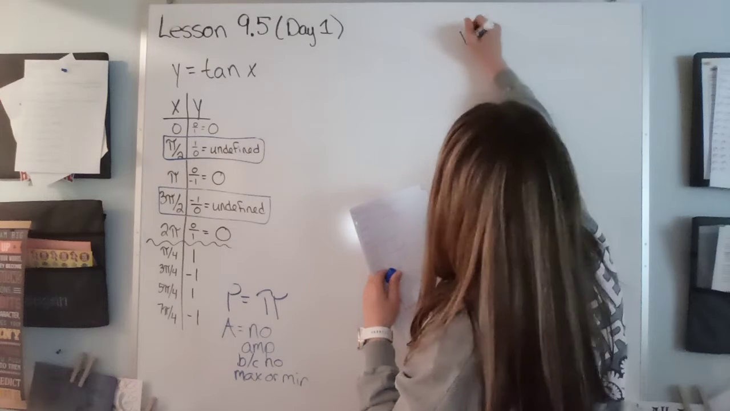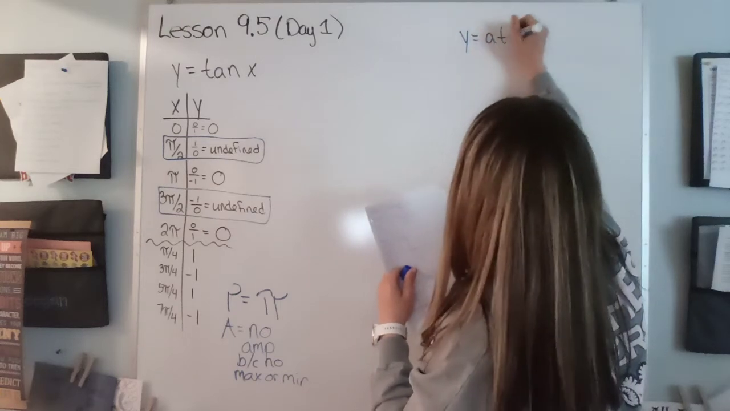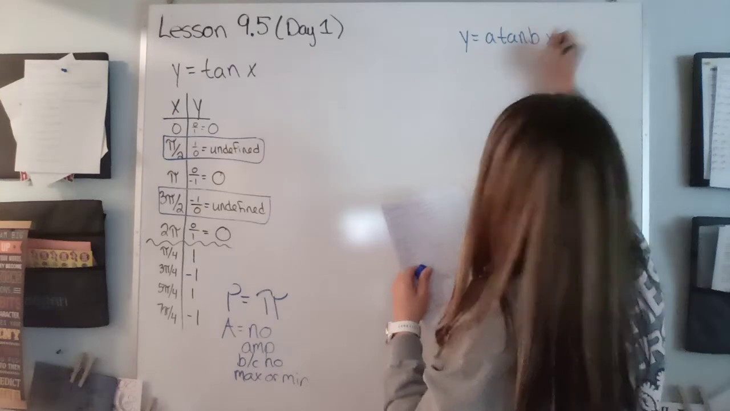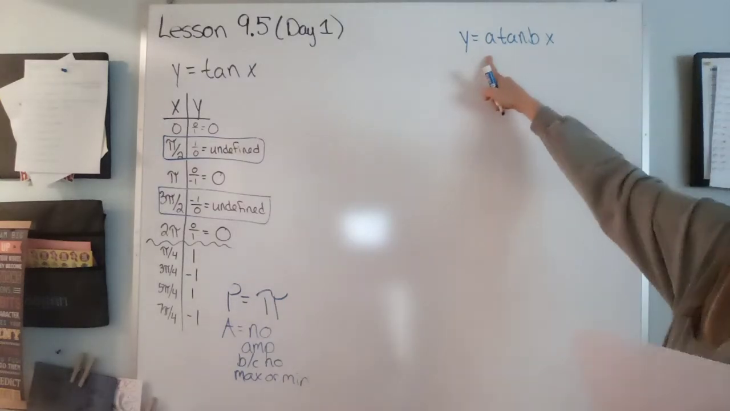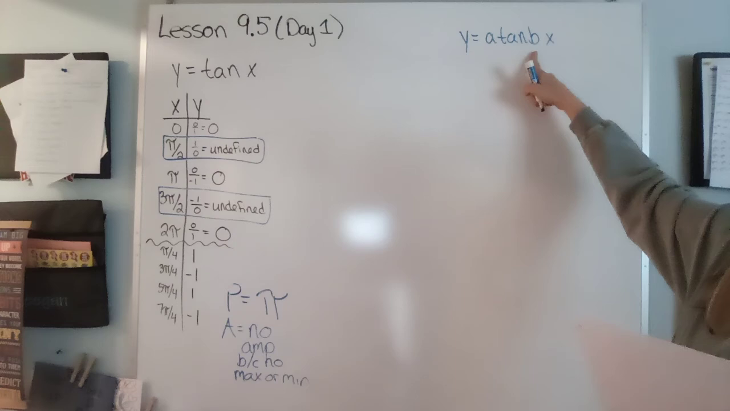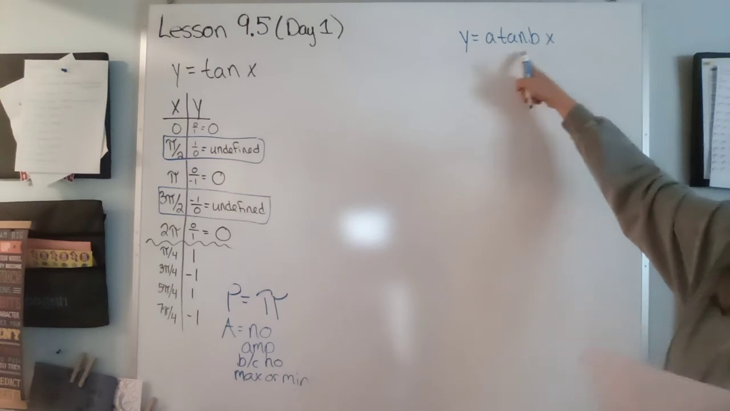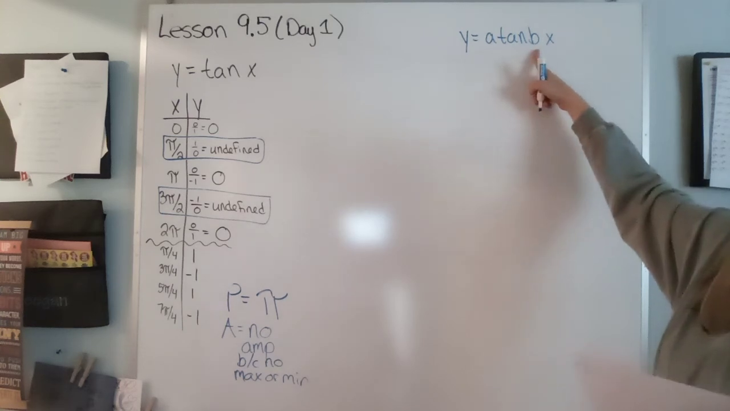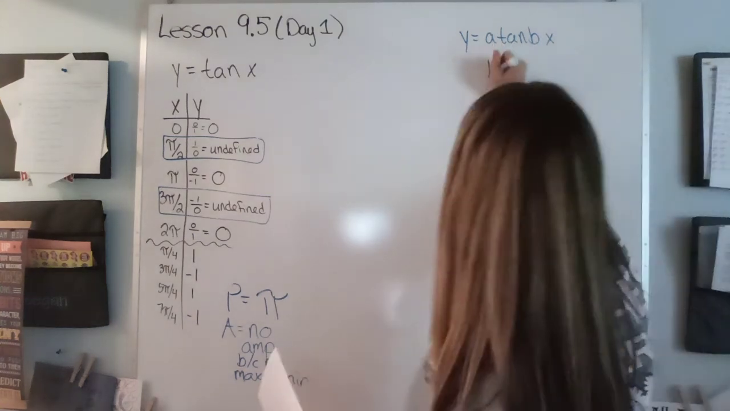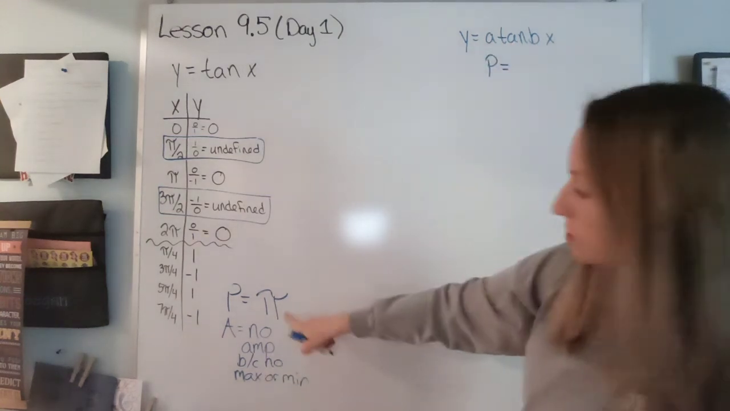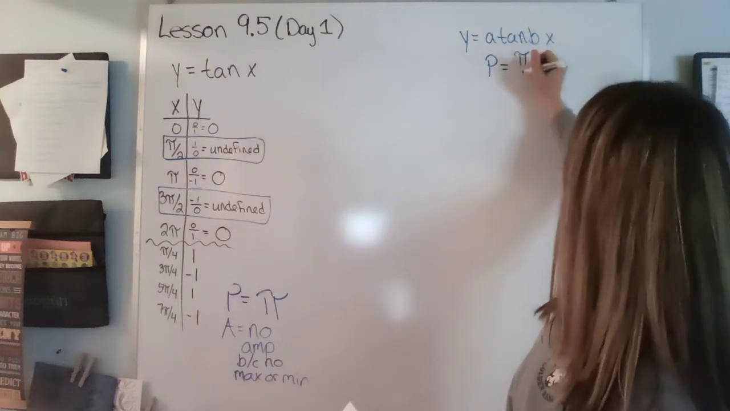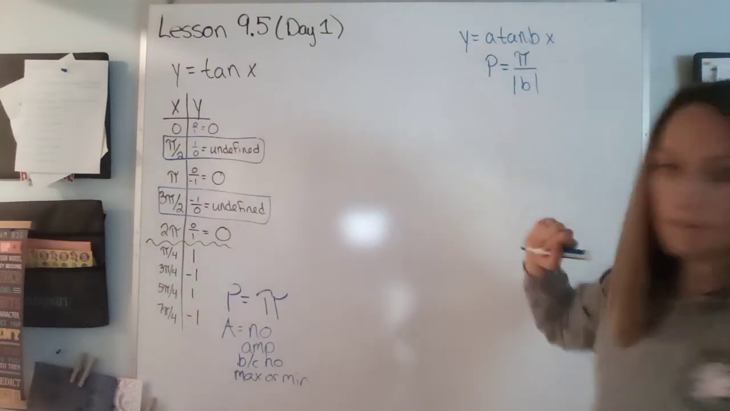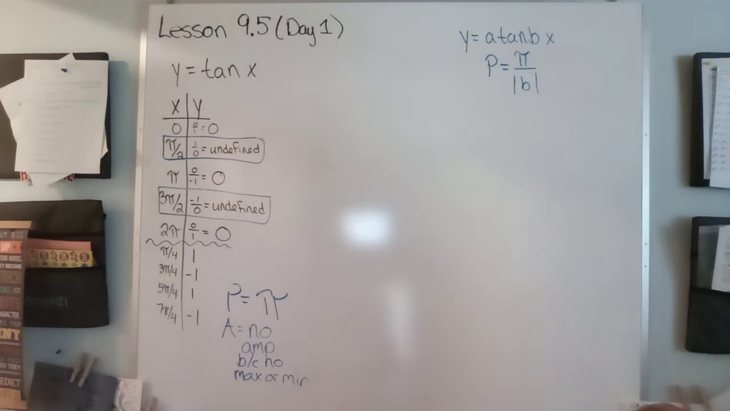So, when we transform, we're going to have y equals a tan bx, where a is your vertical stretch or shrink, and b is your horizontal stretch or shrink. Okay? So just like we did in the last functions, we're going to multiply the y values by a, and we're going to multiply the x values by the reciprocal of b. All right? Your period, instead of just being pi, is going to be pi divided by the absolute value of b. Okay? Remember, there is no amplitude for these problems.